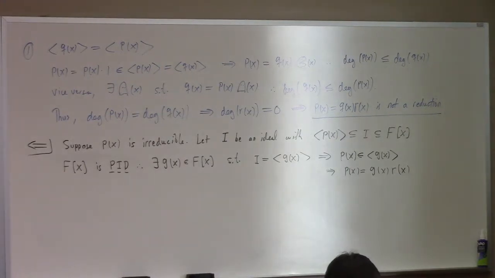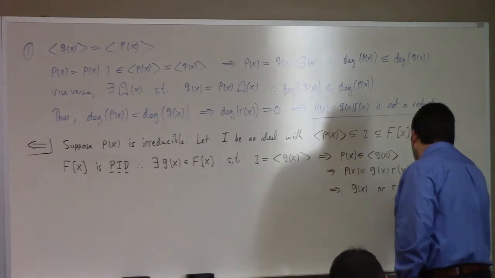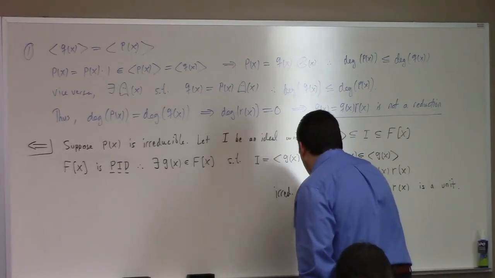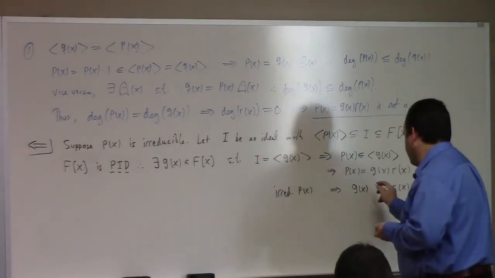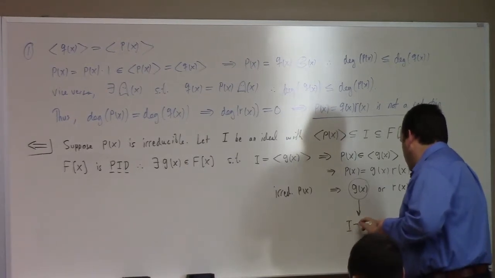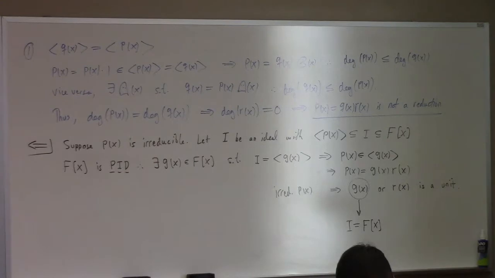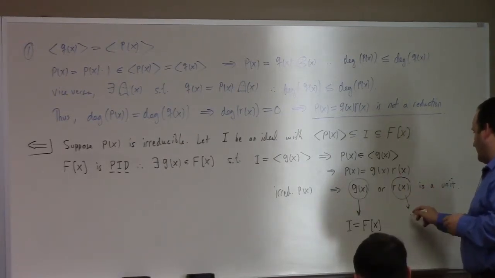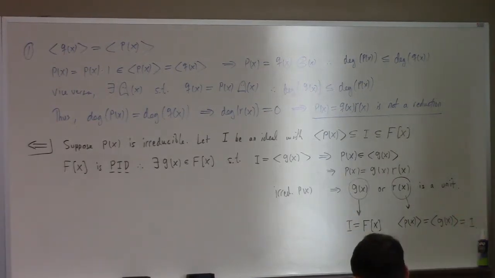But p of x is irreducible, right? So what's that imply? The irreducibility of p of x implies that either g of x or r of x is a unit. Now, if g of x is a unit, what do we got? If that's a unit, that implies that the ideal is equal to the whole thing, right? Because if the unit is in the principal ideal, then you can generate everything. One of the things we proved already. On the other hand, if r of x is a unit, what's that say? That says that the ideal generated by p of x is equal to the ideal generated by g of x, which is what we call I. So there you go. That's the maximality.